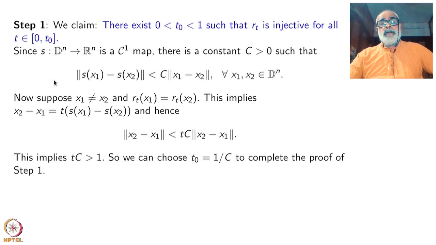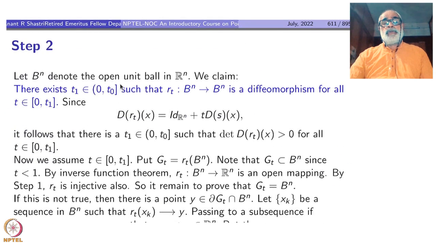And then for t less than t naught, we will never have this. That's all. This can happen only beyond this t naught. That's why we take something less than t naught. This will never happen. That means that R_t is injective. All right. Now let us go ahead.